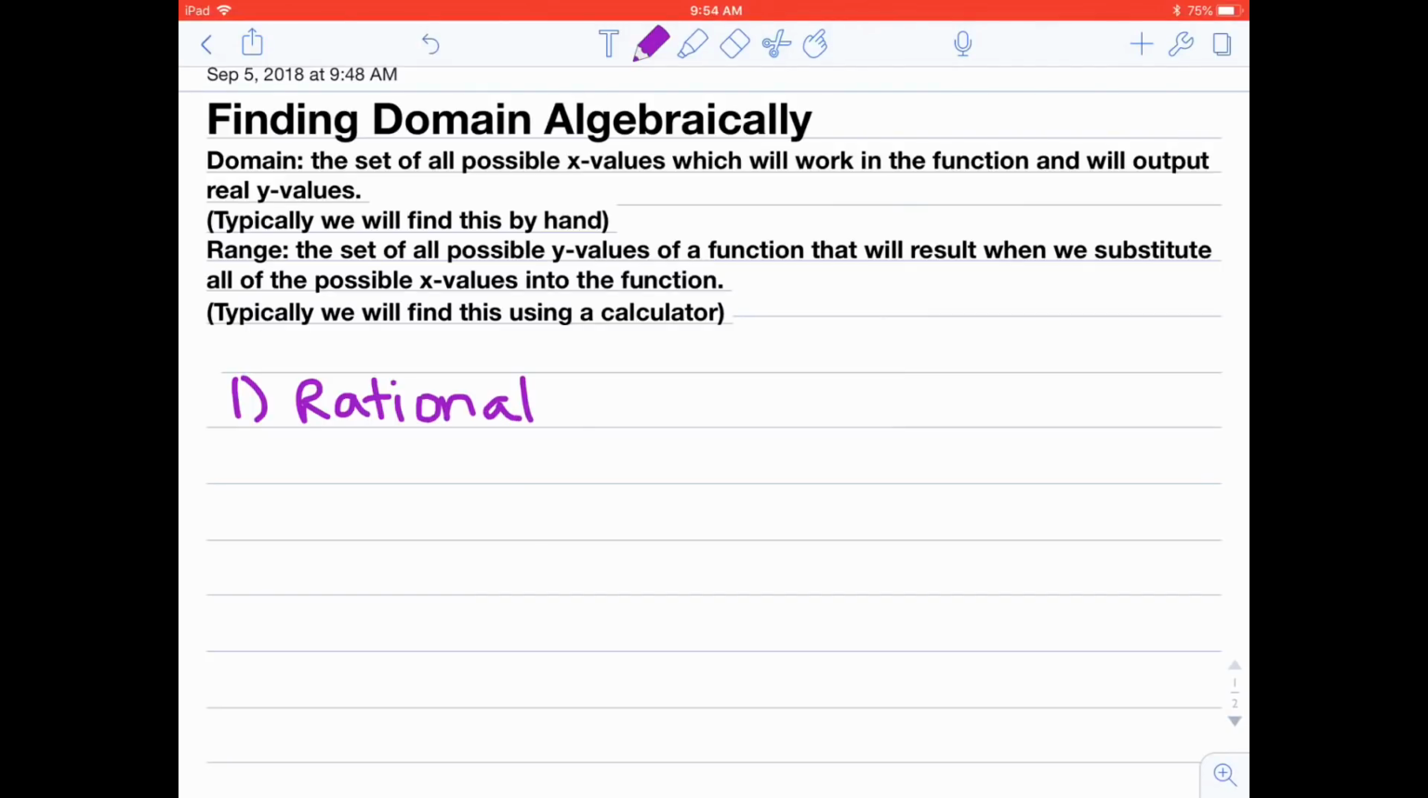And the parent graph of a rational function is y equals 1 over x. Sorry, my hand got in the way. Y equals 1 over x. And if you guys recall, you cannot plug 0 into the denominator of a fraction. No 0 on the bottom. And so that means that here, our domain would be we can have every single x value we want as long as we don't pick 0. All real numbers, x cannot equal 0, right?